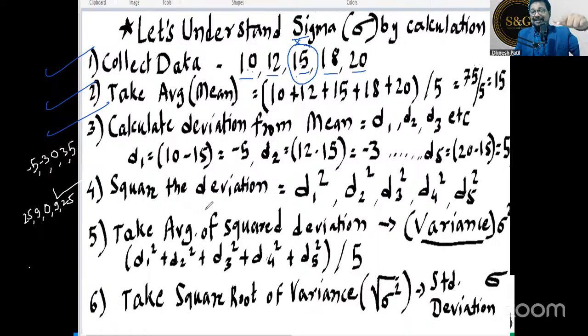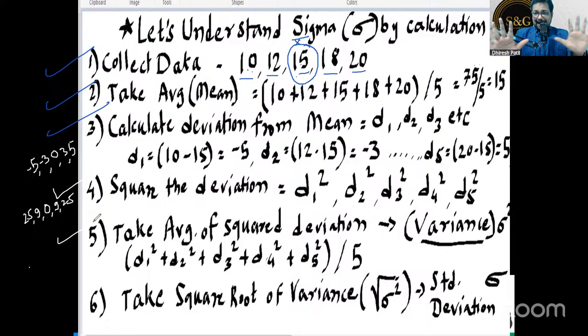And now we take the average. Can you just take the average of this? 25 plus 9 plus 0 plus 9 plus 25 divided by 5. That's step number 5. Can you just take the average of this? It is called the average of the squared deviation. What is the average? Just give me the average quickly.